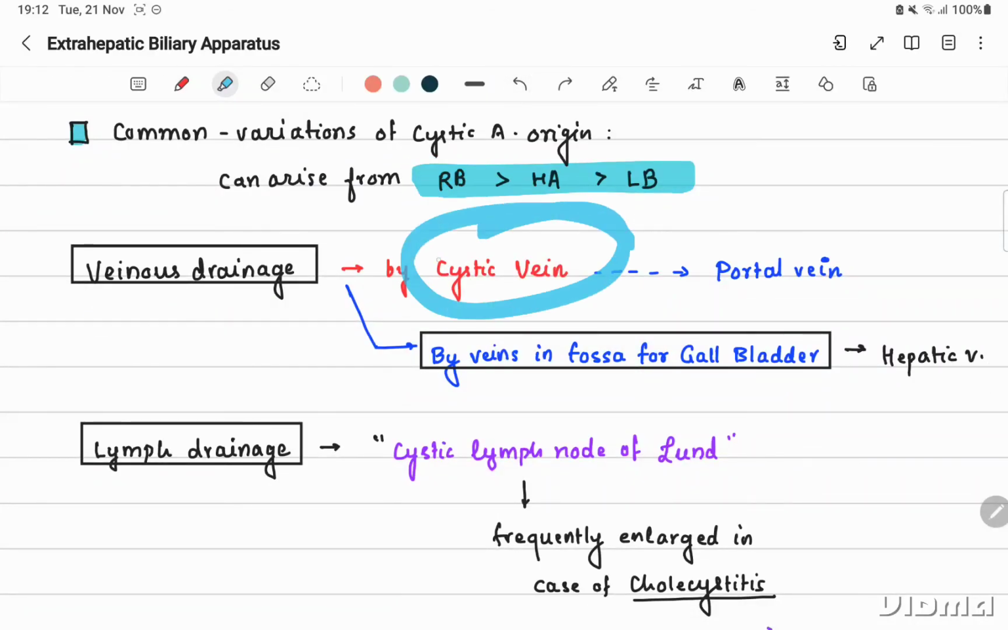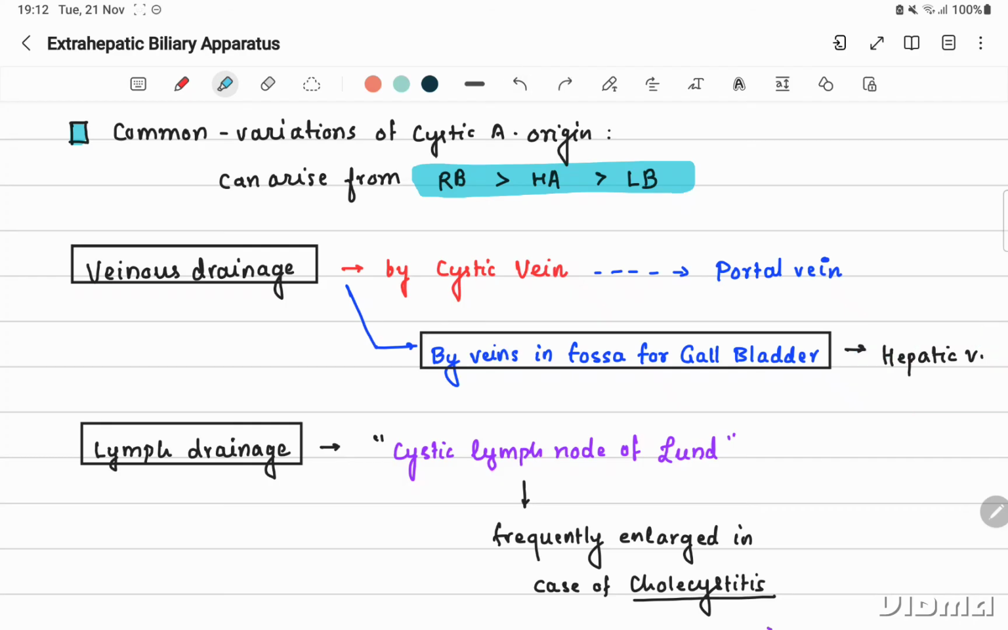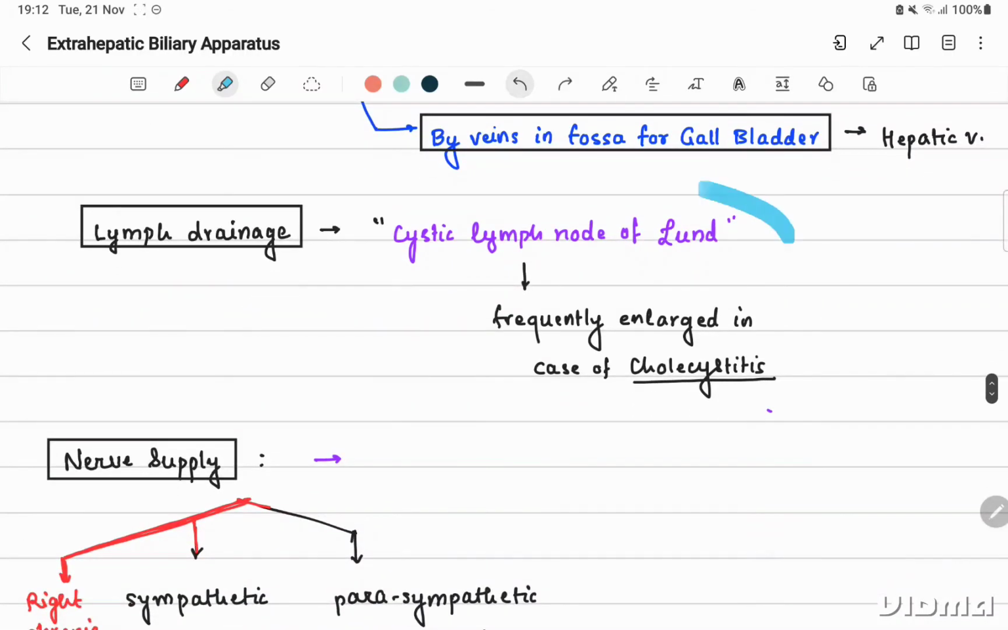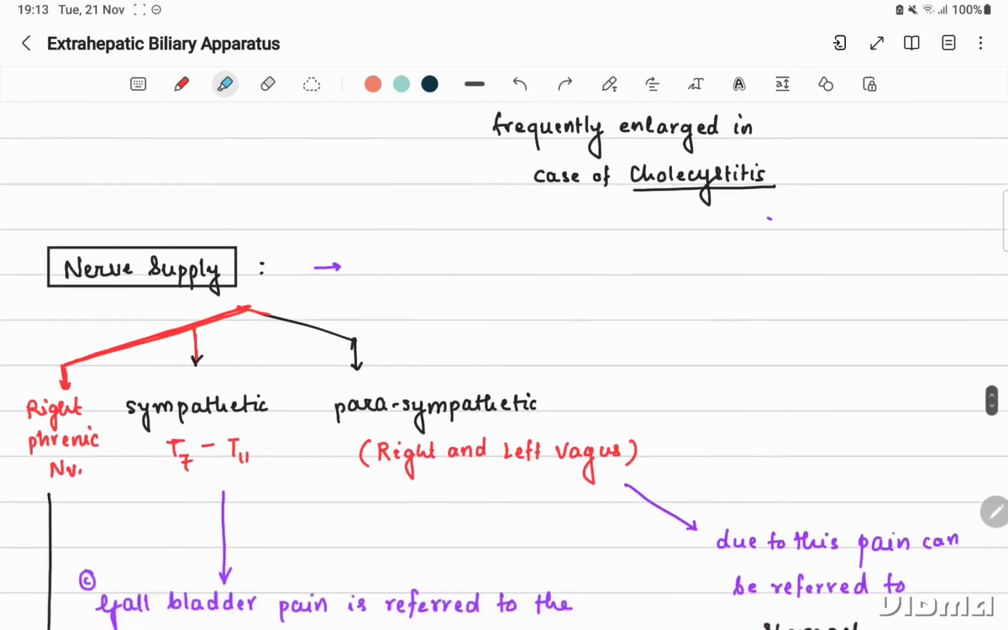Venous drainage is by a cystic vein which drains into your portal vein, and by veins in the fossa of the gallbladder, like hepatic veins. Lymphatic drainage: there is a cystic lymph node of Lund, which is frequently enlarged in the case of cholecystitis.